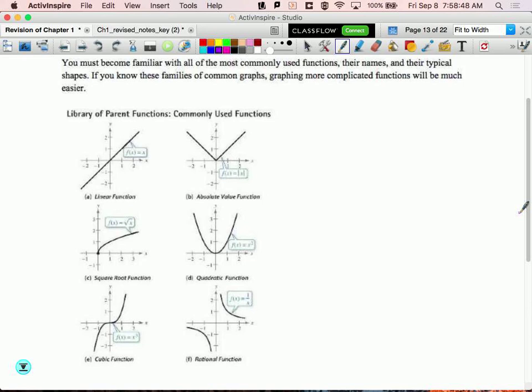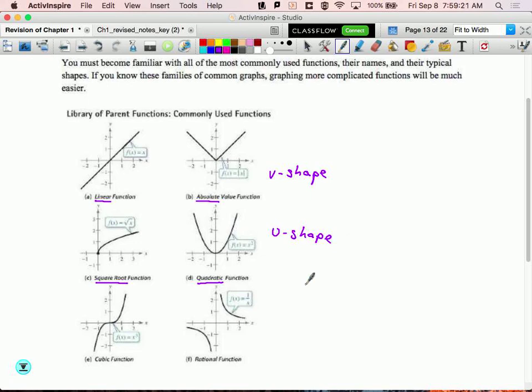So the first one, linear, we should be very comfortable working with linear functions. What happens to them when we add or subtract numbers. The absolute value, which we refer to as V-shape for the graph. We've been working the last couple days when we've been talking about domains. We've done a lot with the square root graph. The parabola coming out of the quadratics, the U-shaped graph.